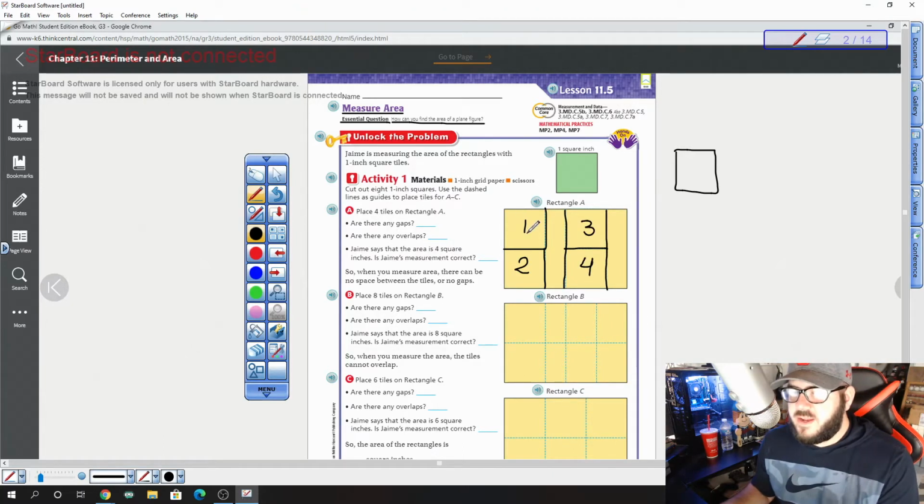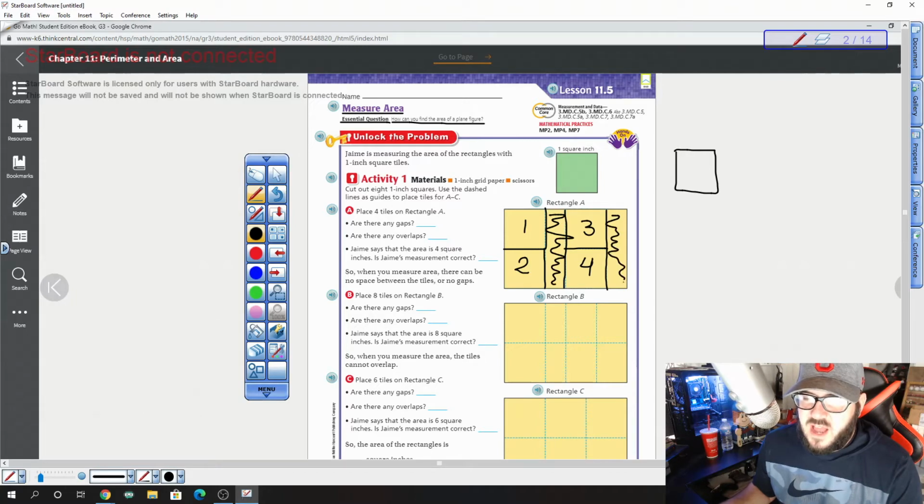Did our 4 rectangles, our 4 1-inch squares, cover our rectangle? The answer, of course, is that they did not, because there's this in here, and there's this here that is not covered. So are there any gaps? Yes, there are. Are there any overlaps? What they're asking is, did any of these squares overlap each other? Were they on top of each other? They are touching each other, but did they go over the lines? There's not any overlaps here.